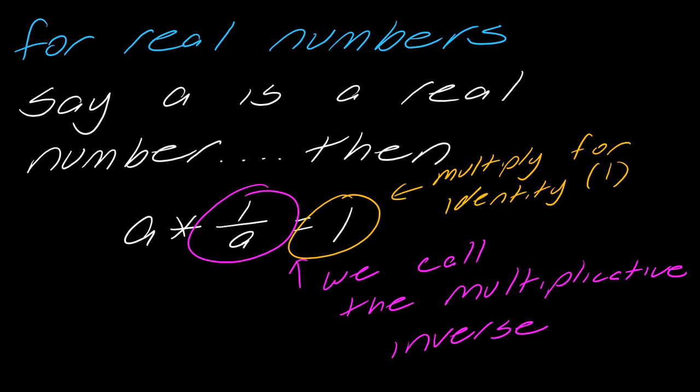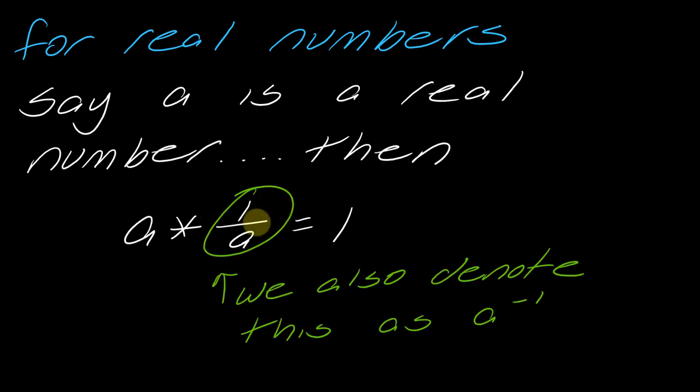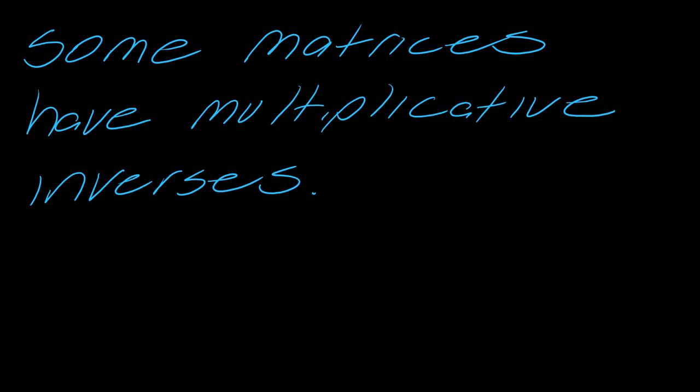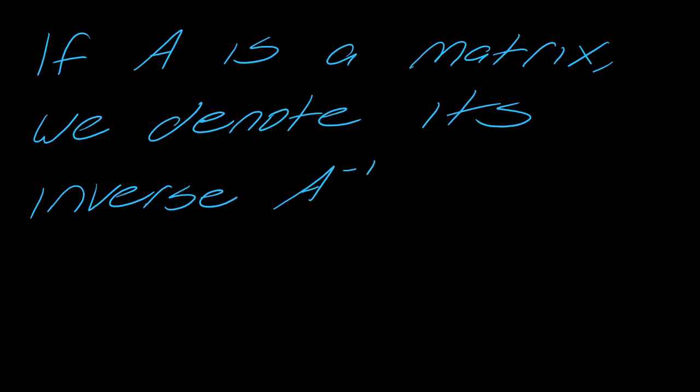And I just want to throw this out there. This 1 over A, you might remember we can also rewrite this as A to the negative 1. So this A to the negative 1 actually doubles as inverse notation. So we can write 1 over A or A to the negative 1, but we also know that these are just inherently inverses. That's always kind of been in the background. Okay, so I bring that up because some matrices have multiplicative inverses. Not all matrices, but some do. And we'll learn how to figure out which ones do and which ones don't.